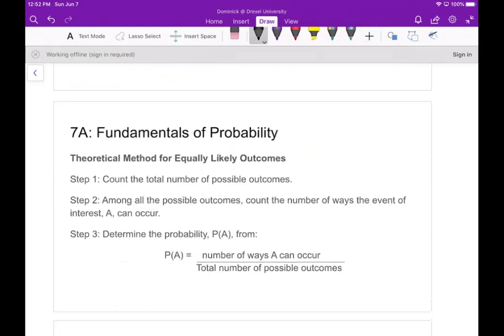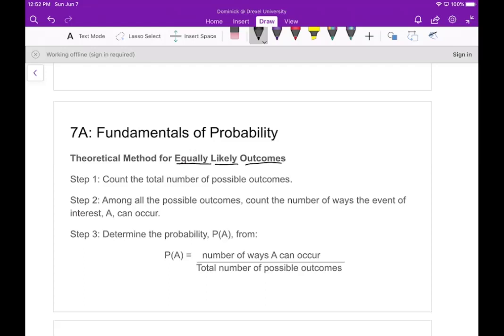Now, the first method that we'll talk about in order to find probabilities is the mathematical way of doing it, and it's the theoretical method. This will apply for what's called equally likely outcomes. In other words, there isn't an event that's more likely to occur than another one based on some kind of unfair advantage or something like that.